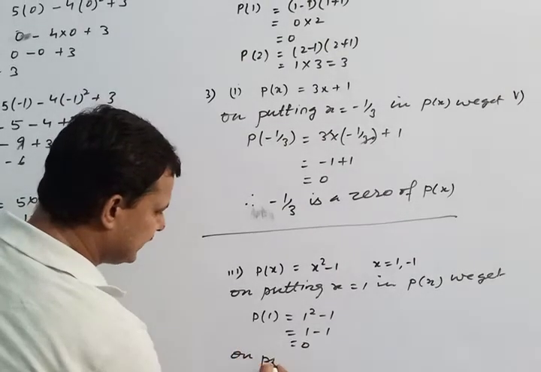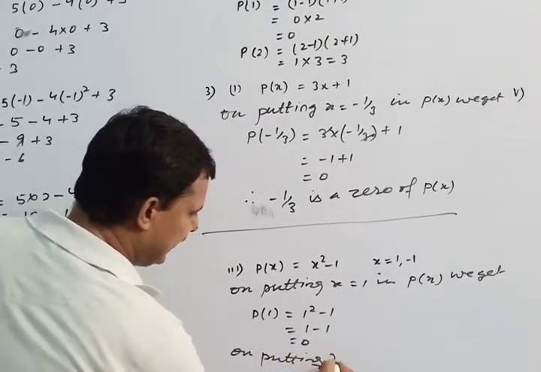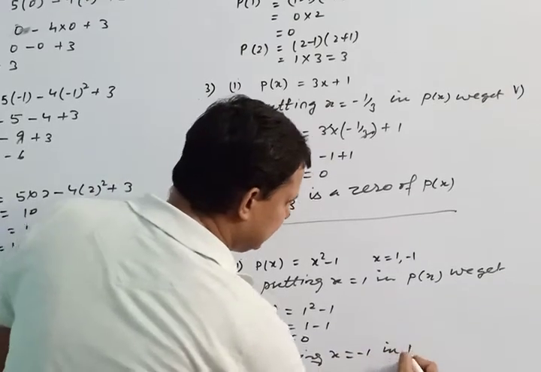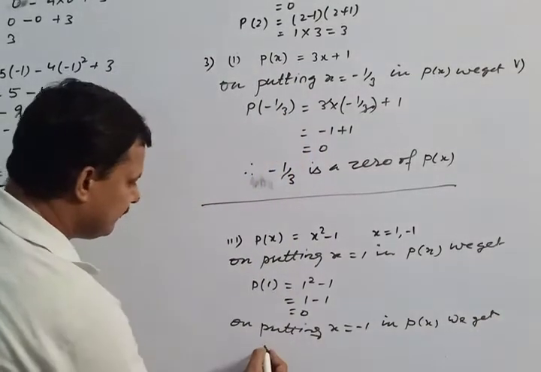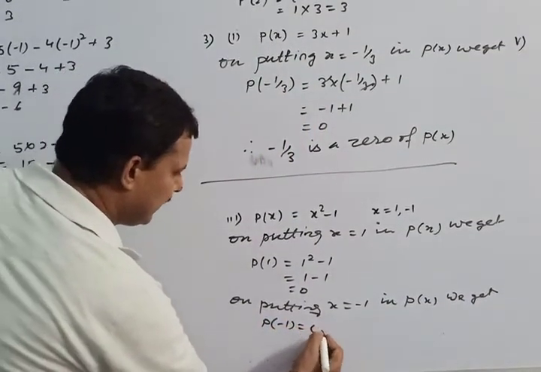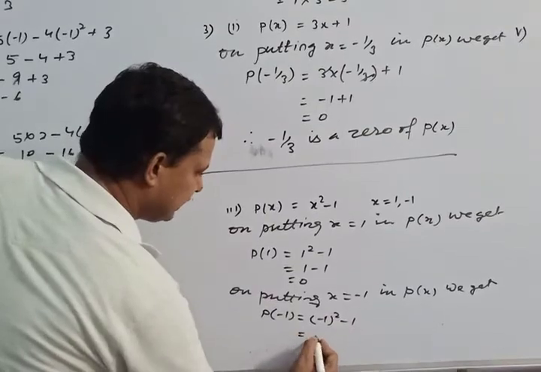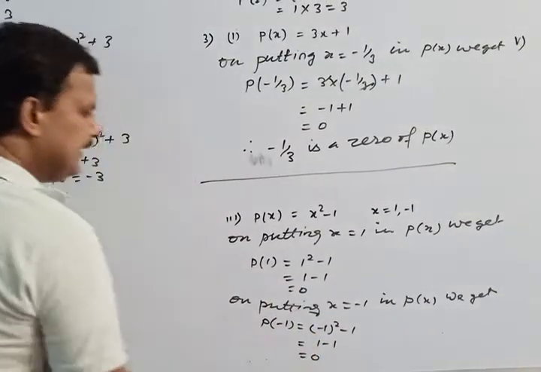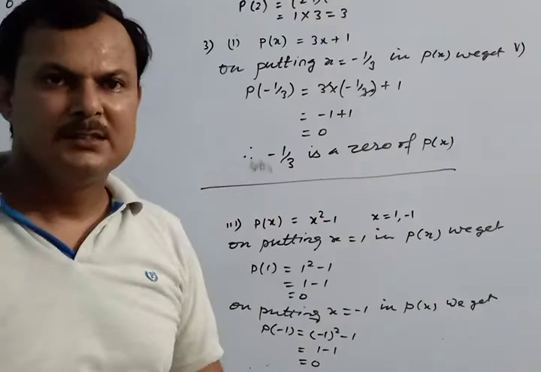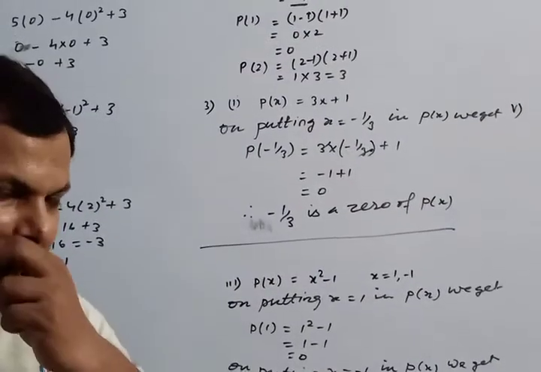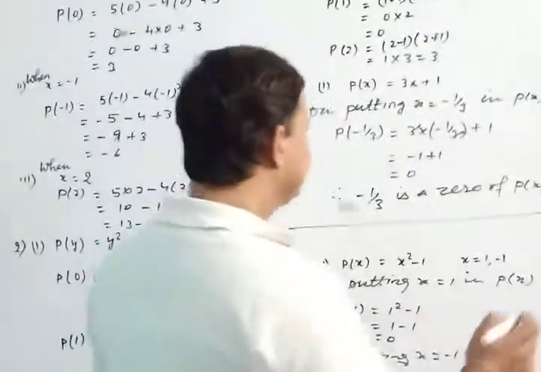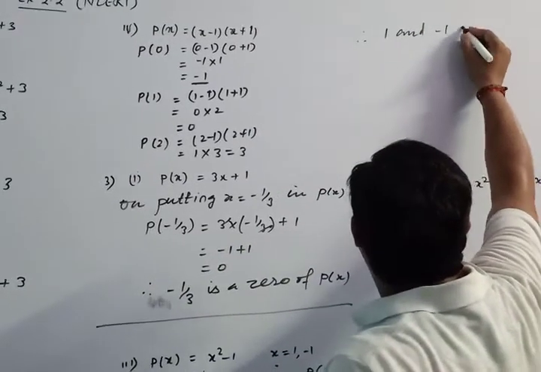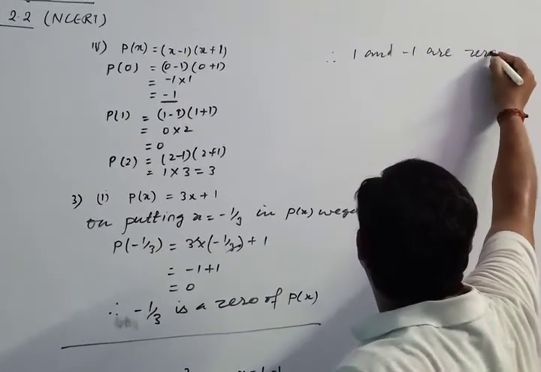On putting x is equal to minus 1 in p(x), we get p(minus 1) equal to minus 1 square minus 1, 1 minus 1, 0. It means when we are substituting x as 1 and minus 1, in both cases we are observing the polynomial becomes 0. Therefore, 1 and minus 1 are zeros of p(x).